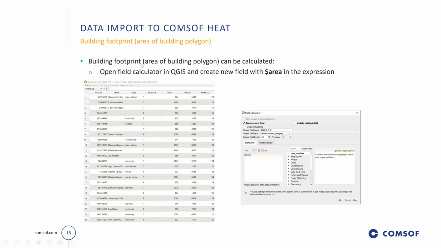So we have a building footprint which can be calculated. We can open the field calculator in QGIS and create a new field with an output field name. In this case, I put build FP for building footprint, and then we just have to put $area in the expression. If we click OK, then we have this building footprint area for each building.